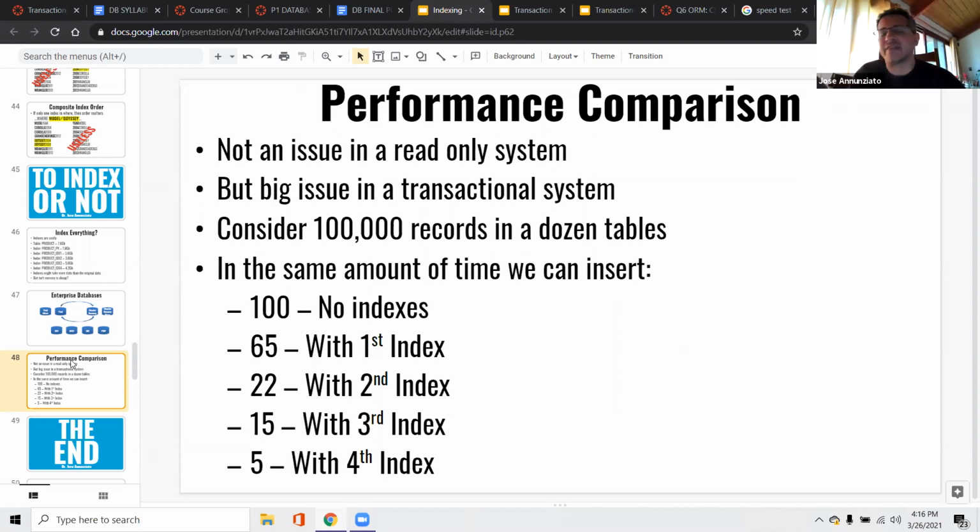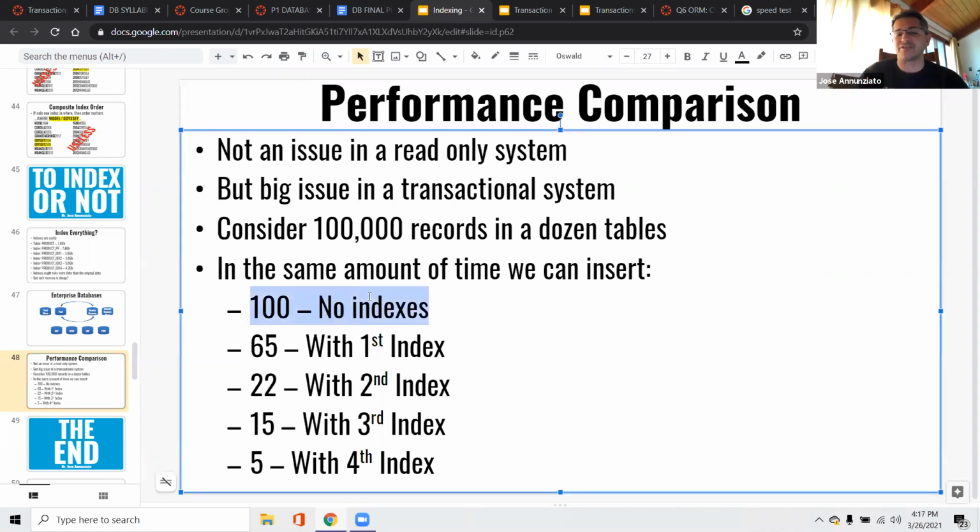Because we already saw that when we were looking at the demo on the last lecture, we had two tables that were identical, but one had indices and one didn't, and we saw that the one that didn't have indices was several orders of magnitude faster than the one that did, right? So here's an example where you have hundreds of thousands of records.